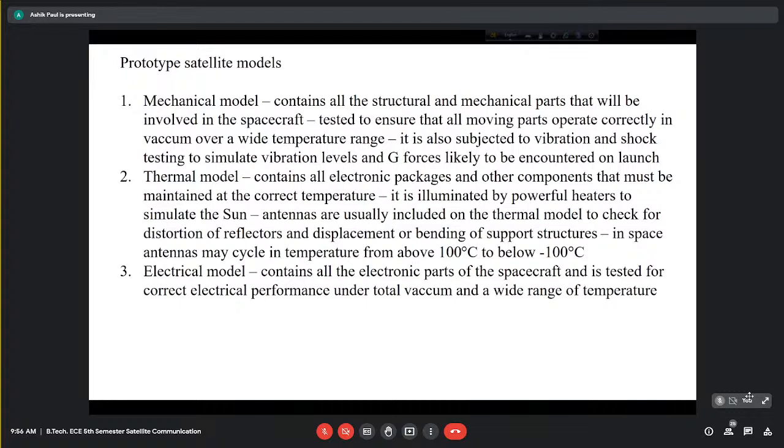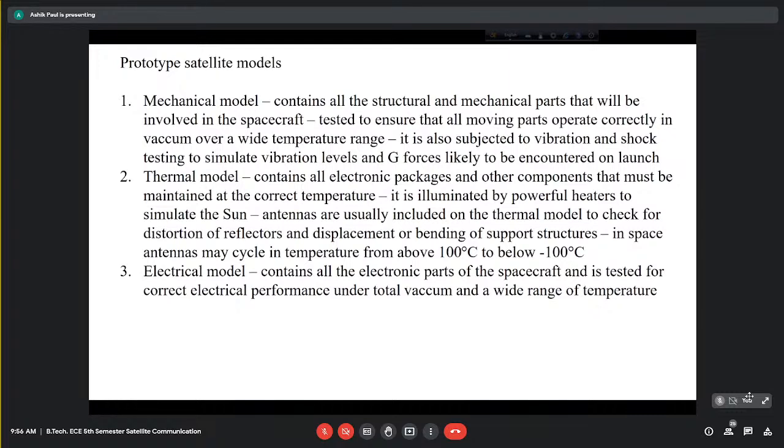Now, before the launch of any kind of satellite, there have to be extensive tests done on those satellites, and various prototype models have to be developed. It could be the mechanical model, there is also a thermal model as well as an electrical model. Now this mechanical model contains basically all the structural and mechanical parts. Like for example, during the launch of a satellite, as well as after it is placed in orbit, basically in the geostationary altitude, the satellites are operating in a near vacuum condition.